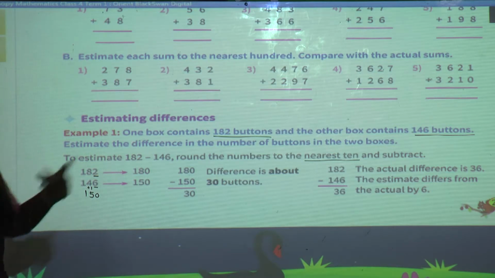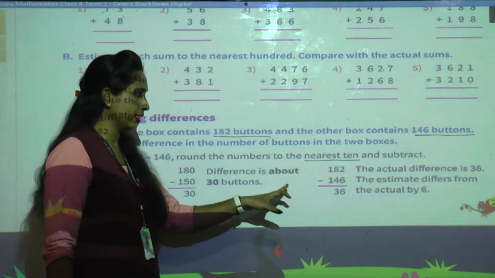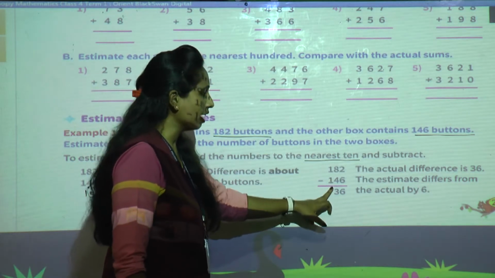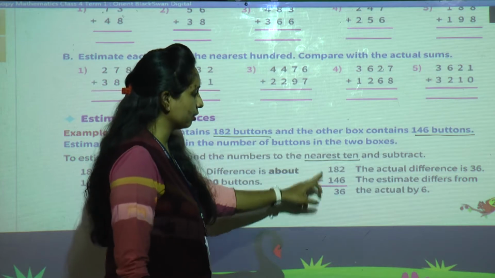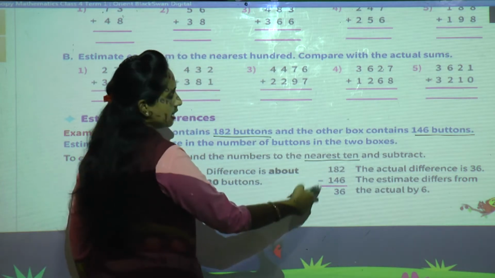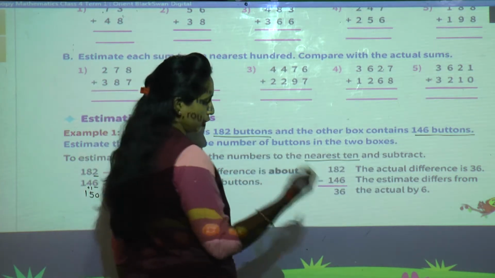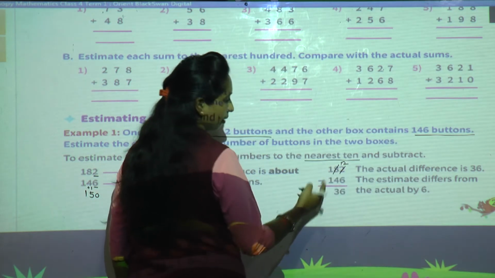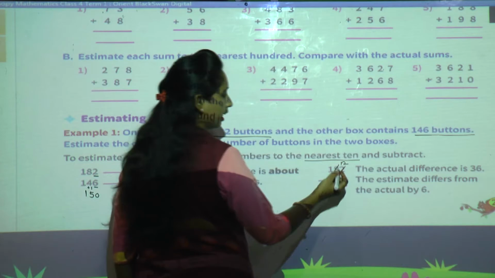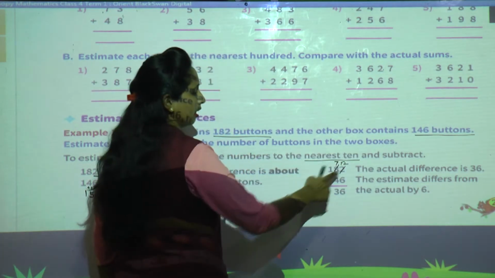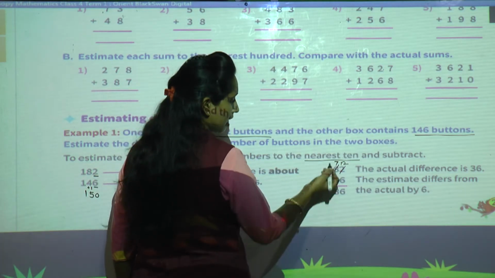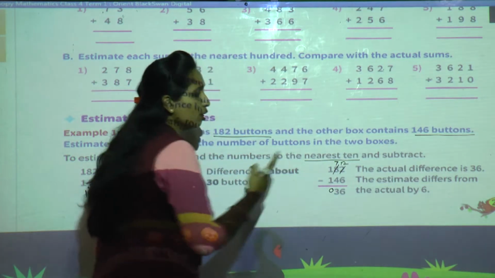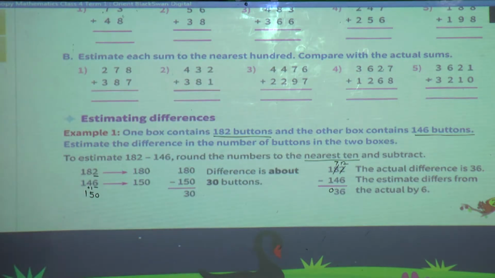Now we will see the actual buttons. The actual numbers are 182 and 146. Now we will do the subtraction of these numbers. See, 2 minus 6 we cannot do. So cut the 2, write it as it is and borrow from the neighbor. The neighbor has 8, he will give 1, and 7 will remain. Now 12 minus 6 is 6. 7 minus 4 is 3 and 1 minus 1 is 0. So the actual difference is 36.